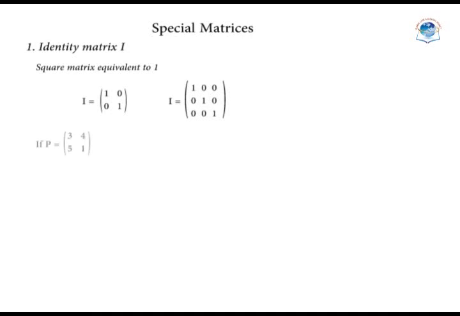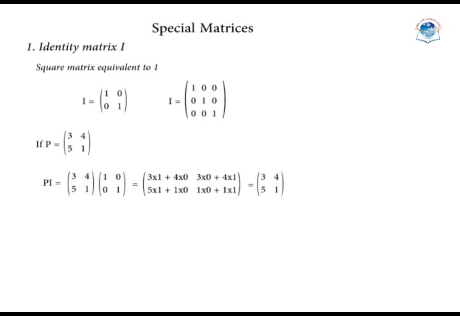Consider P is equal to 3, 4, 5, 1. P times I is equal to 3, 4, 5, 1 times 1, 0, 0, 1, giving us 3 times 1 plus 4 times 0, 3 times 0 plus 4 times 1, 5 times 1 plus 1 times 0, 1 times 0 plus 1 times 1, giving us 3, 4, 5, 1. The matrix P does not change when multiplied by the identity matrix.